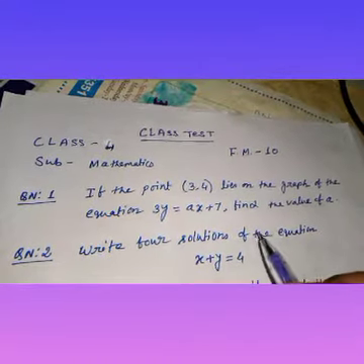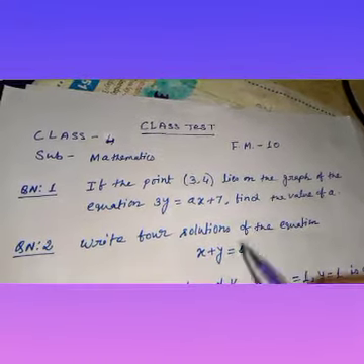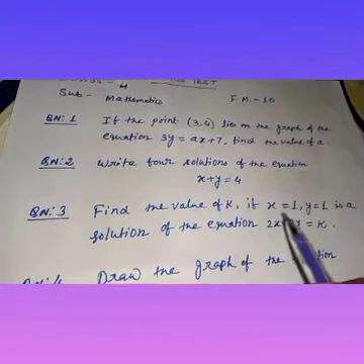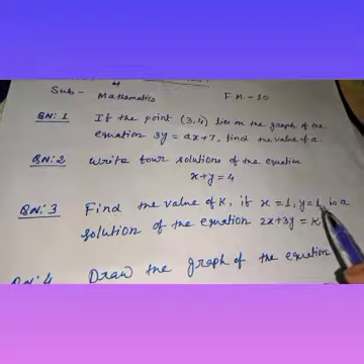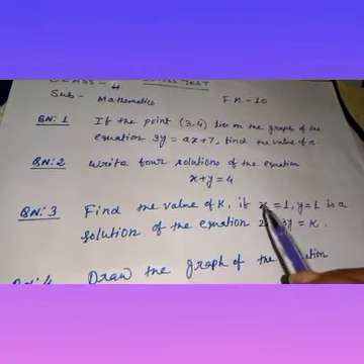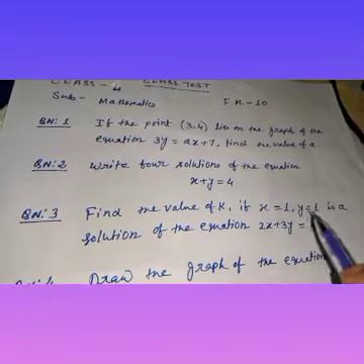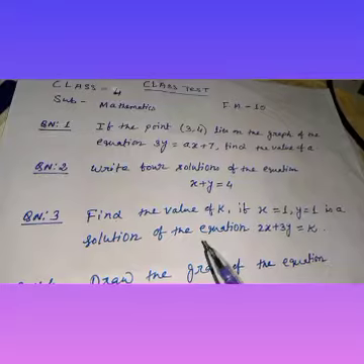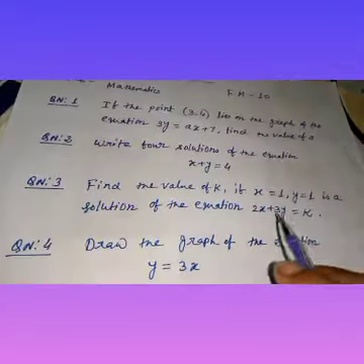Question 2: write four solutions of the equation x + y = 4. Question number 3: find the value of k if x = 1 and y = 1 is a solution of the equation 2x + 3y = k. Here x = 1, y = 1. Okay, then we need to find the value of k for this equation.